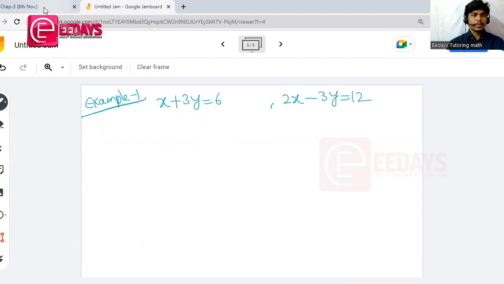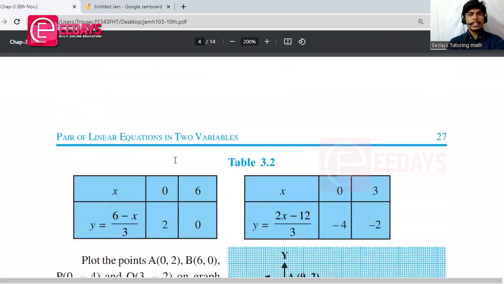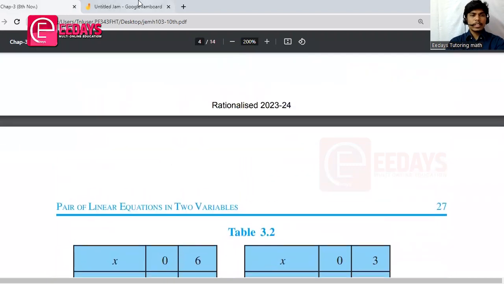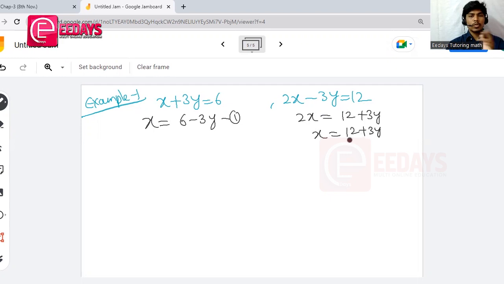You just do like this: first you convert x in terms of y. Okay, x in terms of y. Now can I write x as 6 minus 3y? If I transfer 3y to the other side, take this as equation 1. Here also 2x is equal to 12 plus 3y. Now x is equal to (12 plus 3y) by 2. If we transfer 2 to the other side, it becomes divided by 2.